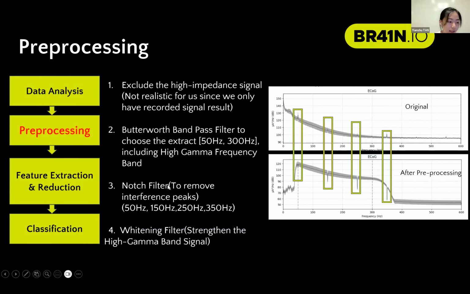And then, since the power spectral density analysis shows some interference peaks indicating a possibly noisy region, we tried to implement some notch filters to remove the interference peaks, like here at 50 hertz, 150 hertz, and 250 hertz. And lastly, we used the whitening filter to try to strengthen the high gamma band signal and to average the power spectral density.